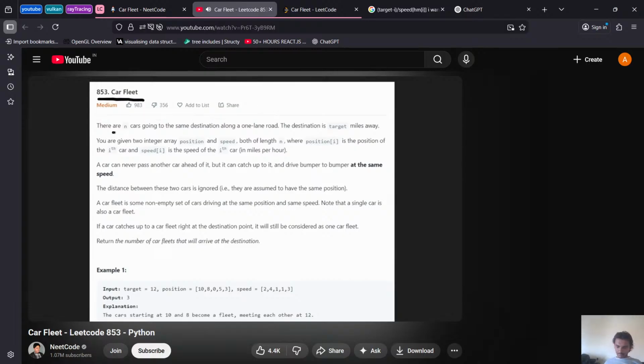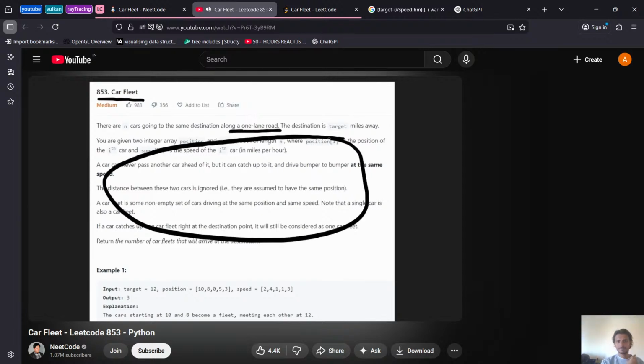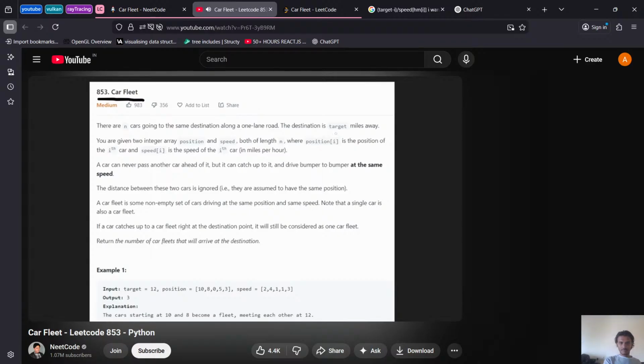So we're given n cars that are traveling along the same road. The road has only a single lane, and this is important for the rest of the problem. All the cars are traveling towards some destination which is at some target position, right? And every car that we're given has a position and a speed associated with it. Remember, they're all traveling in the same direction towards the target. The position and speed are given in two separate arrays.